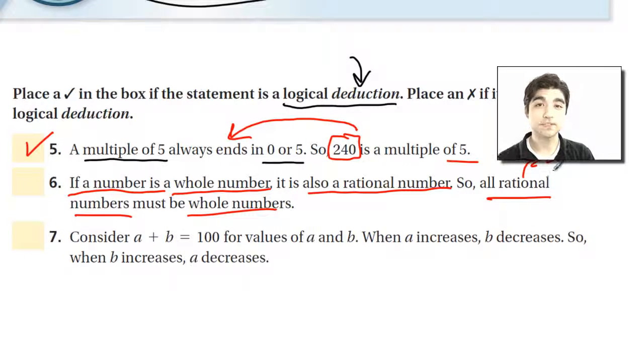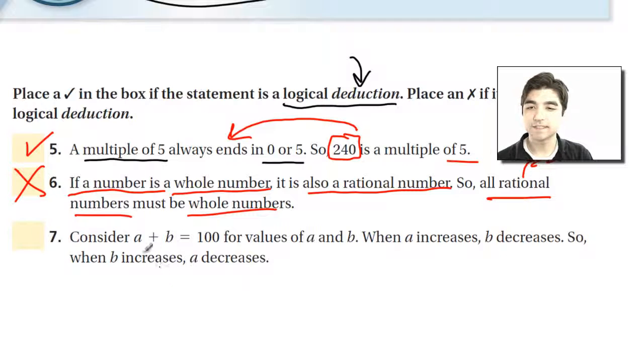Right? Whole numbers are 0, 1, 2, 3, 4, 5. Rational numbers include 0, 1, 2, 3, 4, 5, but they also include fractions. So you could have a rational number that isn't a whole number. So we can't deduce this.